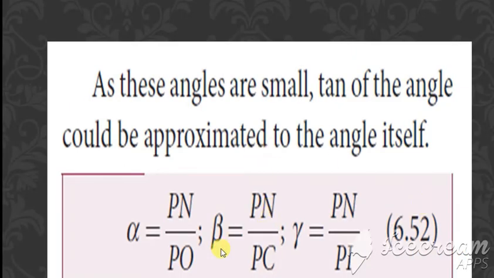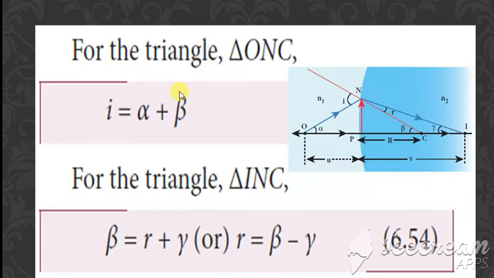Yes, and since all the values are small, we can write it to be just alpha equal to beta, neglecting the tan. Just as we neglected the value of sine, same way we neglect the value of tan here. And same way, from the triangle NOC, here is N, here we have O, and here we have the value C.